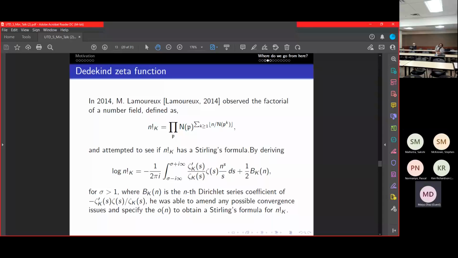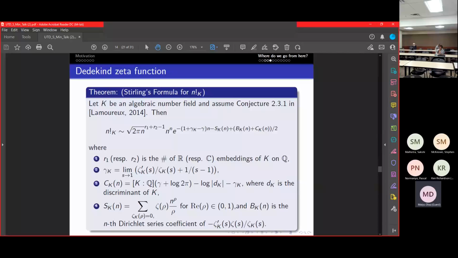So the original factorial in the contour integral representation had problems with convergence issues, but Matthew was able to overcome these convergence issues, and he was actually able to get a Stirling's formula, where it's given by this information here. So we have r1 and r2 hiding up in the power of the square root here, which are the number of real and complex embeddings of K into Q.